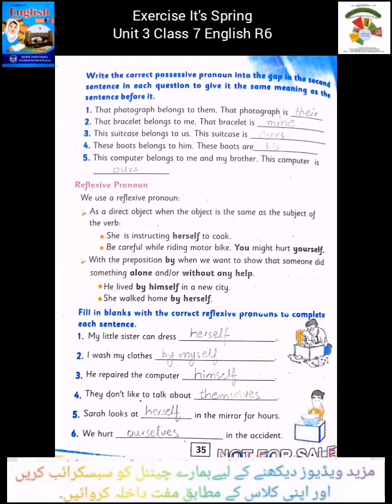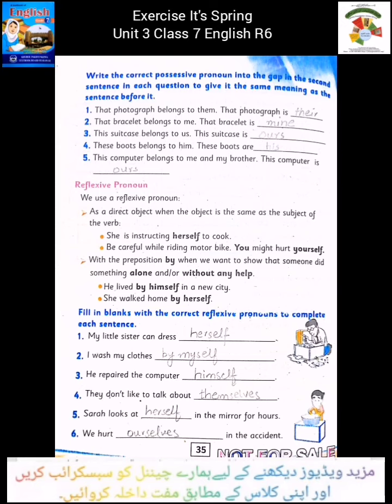So fill in the blanks with the correct reflexive pronouns to complete each sentence. My little sister can dress herself. It means she's little, and we are using little sister. So the reflexive pronoun would be herself. I wash my clothes by myself. It means that I wash my clothes alone, and I can do that by myself. He repaired the computer himself. Himself. They don't like to talk about themselves. So its reflexive pronoun would be themselves.